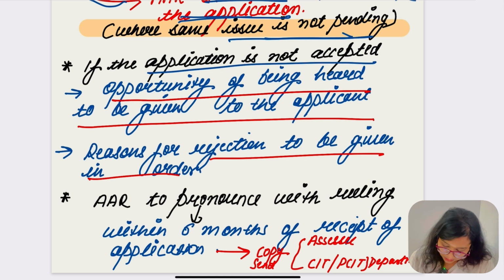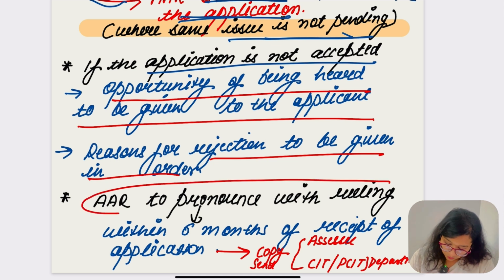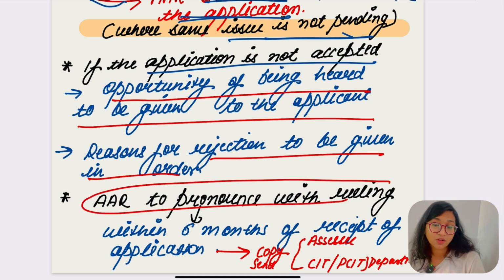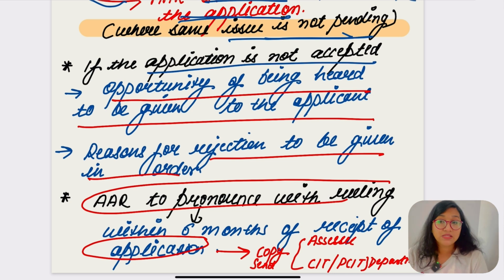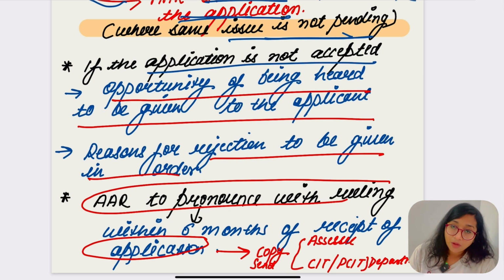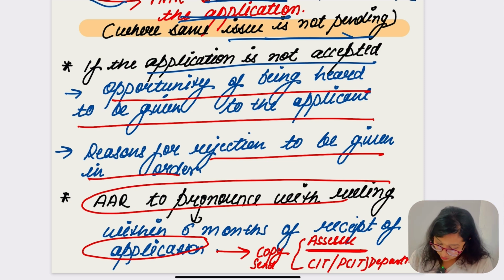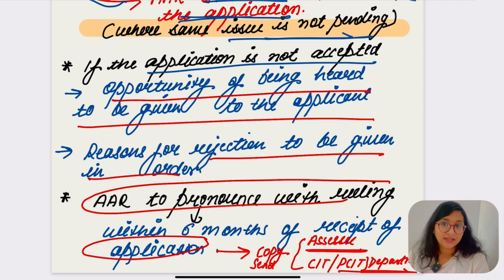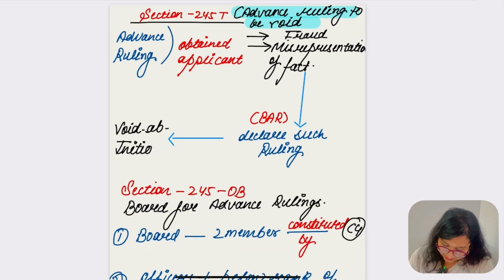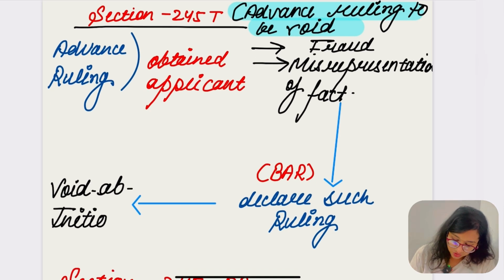Okay, now the AAR has to pronounce the ruling within 6 months of receipt of the application. Within 6 months of receipt of application, the AAR has to give the order. Now the copy would be sent to whom? Of course, to the applicant, to the SSC, and second to the department up to CIT, PCIT level. Is it clear? Yes. Let's go for the next section.